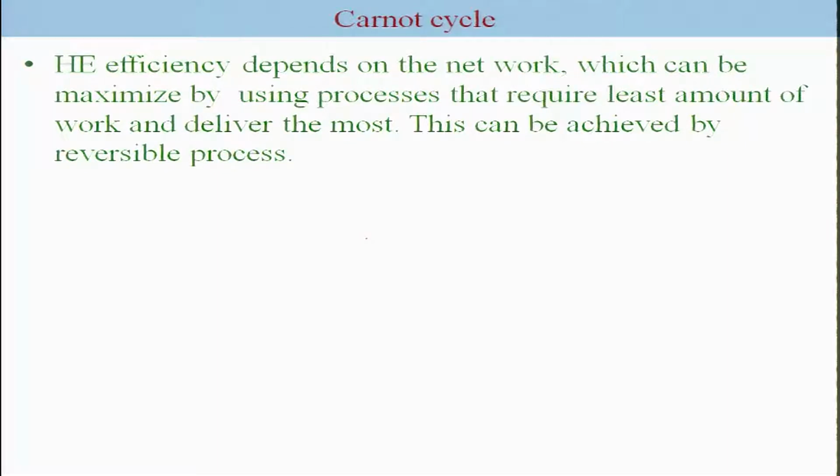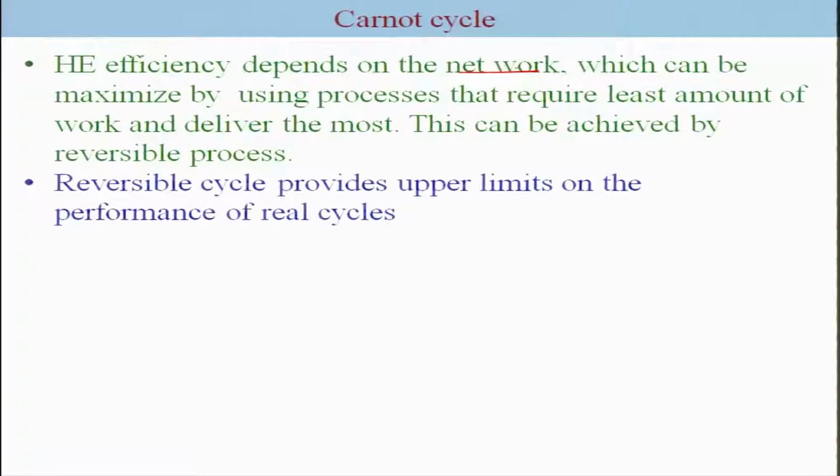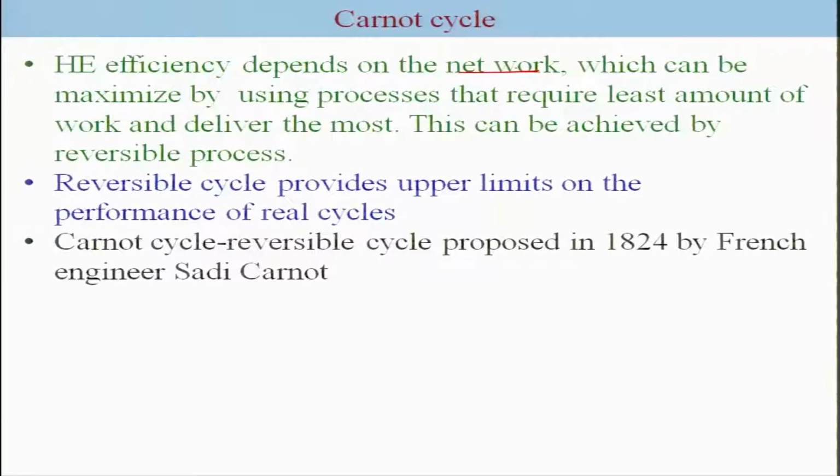Okay, so now I move on to a particular case where we make use of the Carnot cycle. Now, a heat engine, as I said, depends on the net work as far as the efficiency is concerned, and we would like to increase the efficiency of the heat engine, and that can be done when we maximize the net work. Maximum work can be achieved when the process is reversible. So, a reversible cycle provides upper limits on the performance of the real cycle. This becomes a yardstick for our design.